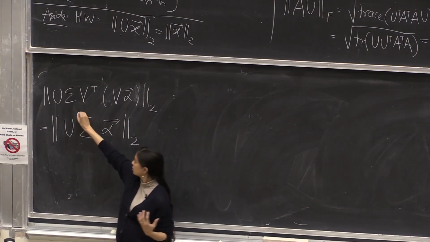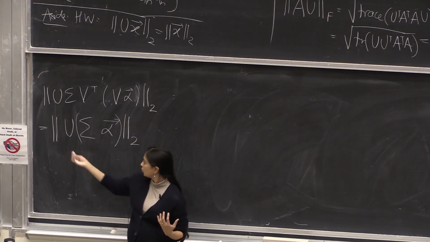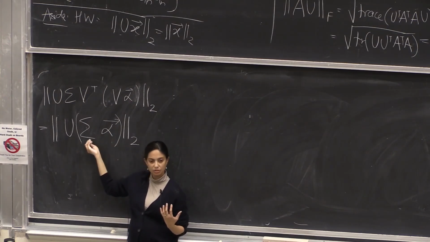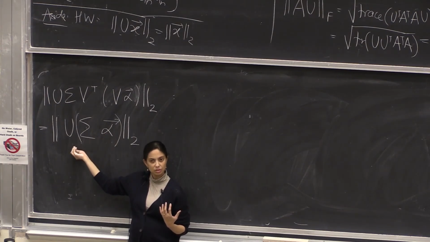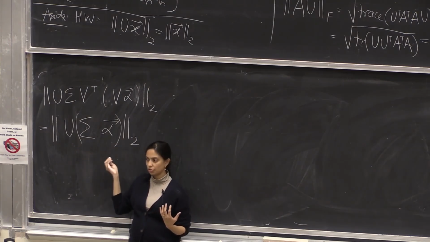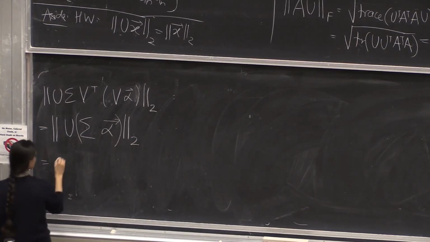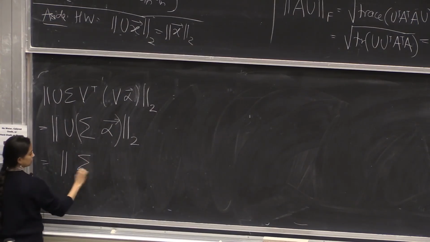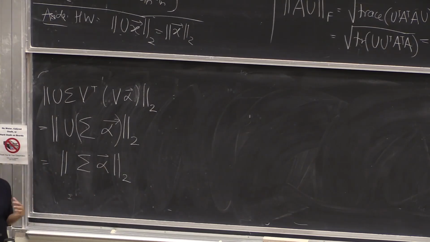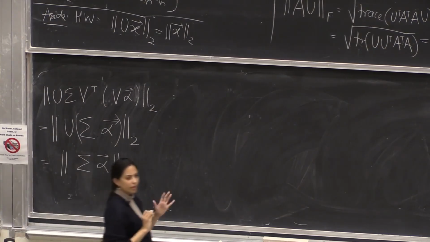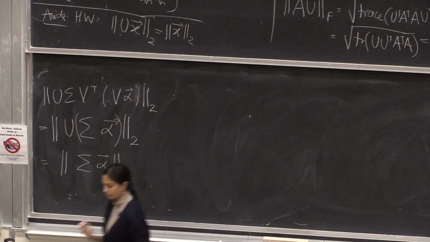If I look at this, what is this? This is U times sigma times alpha, which is some vector. What is U? U is an orthonormal matrix. So the 2 norm of this thing doesn't change, right? So what can I further write this as? Right? So now all that remains is to choose the appropriate alpha.